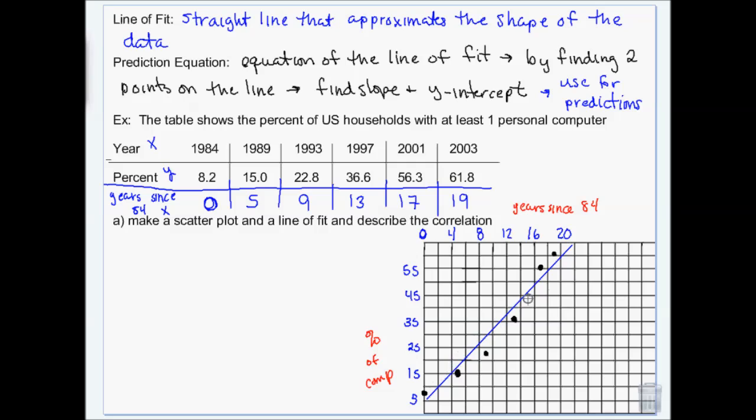Now, everybody's line could be slightly different. Not everybody will draw the same line. As long as it looks like it approximates the data, you're fine. And we're going to find 2 points on the line, and here I have 2 points exactly on the line. This point here is 2 years since and at 10, so we'll be 2 years, 10%. And this point is 6 years, 20.